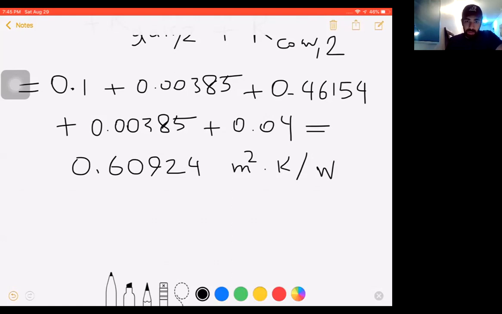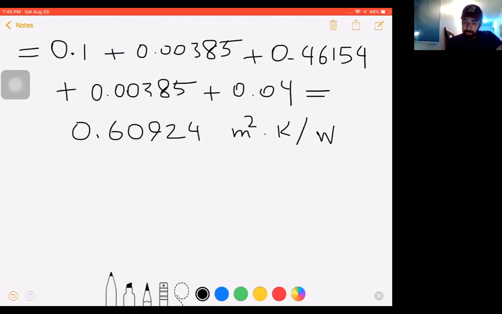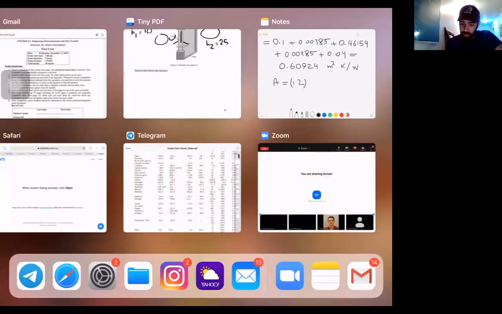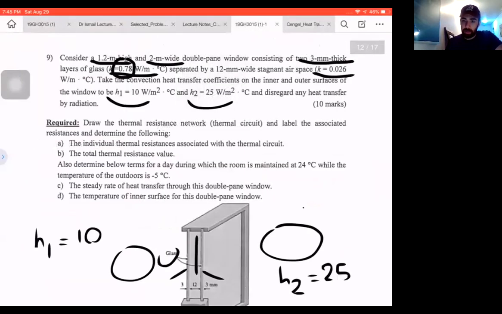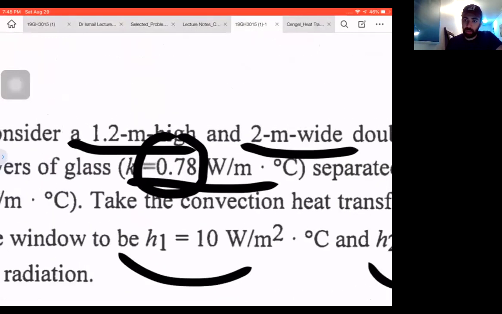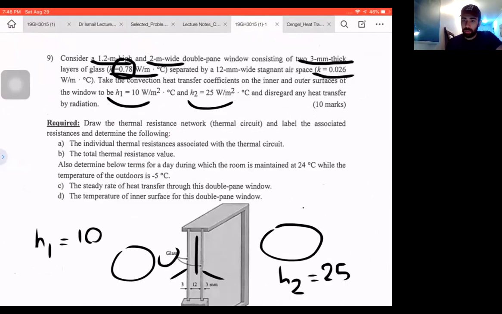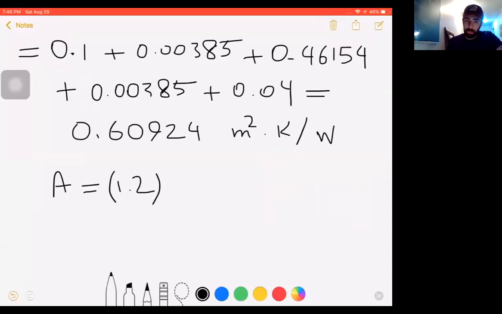And the area can now be found as height times length. The height was 1.2, if I remember, let me check it again. Yes, the height is equal to 1.2 and the length is equal to 2 meters. So 1.2 times 2 is equal to 2.4 meters squared.